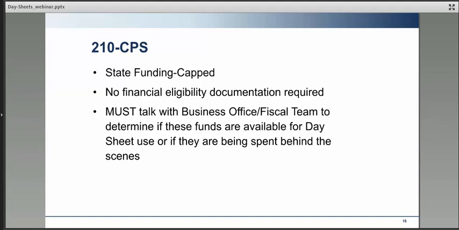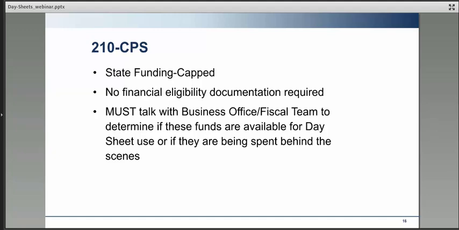The next code we're going to talk about is 210 CPS. CPS is also state funding, capped. It is a set pot of money, again, provided by the state legislature for counties. There is no financial eligibility documentation required. This is sort of a freebie in that any child that's being served by 210 can be coded to this code. However, there's always a however.